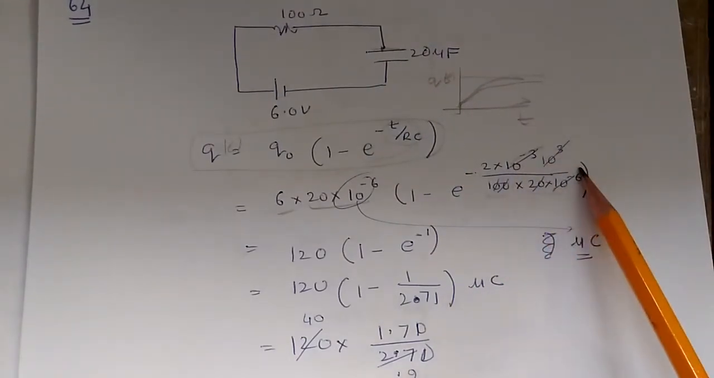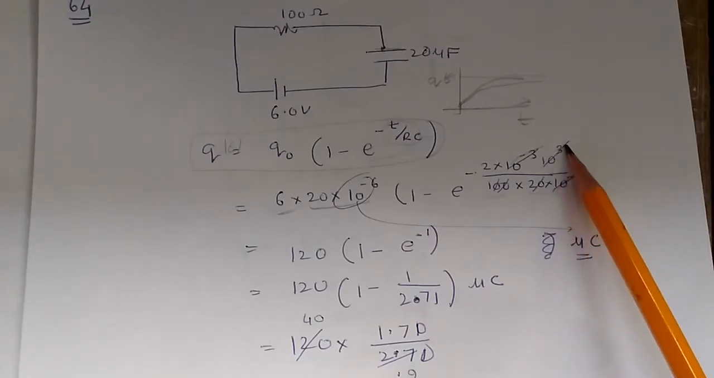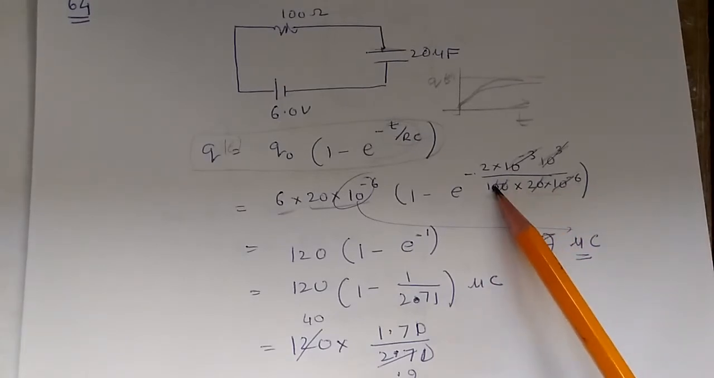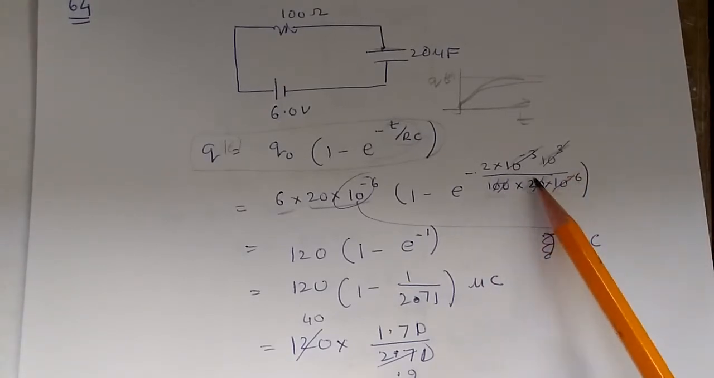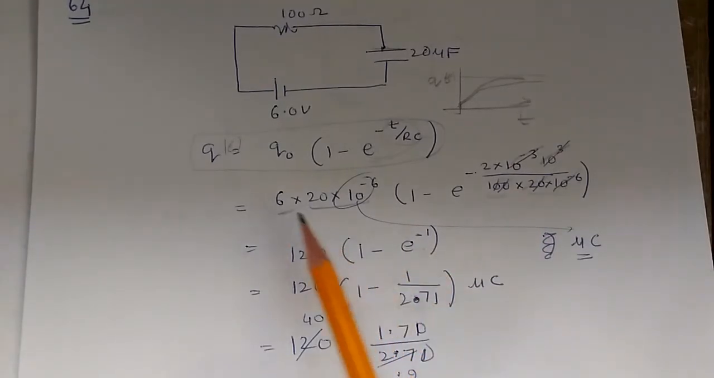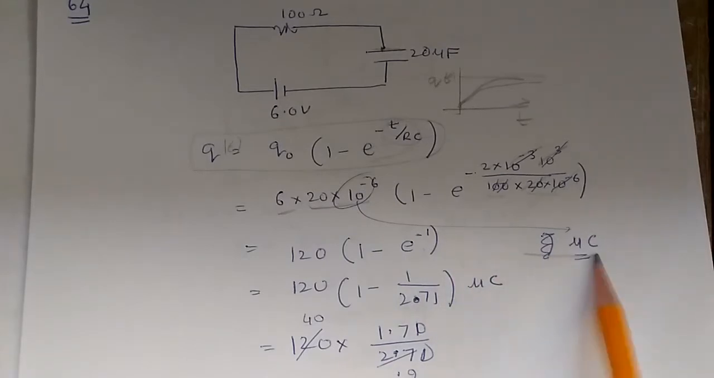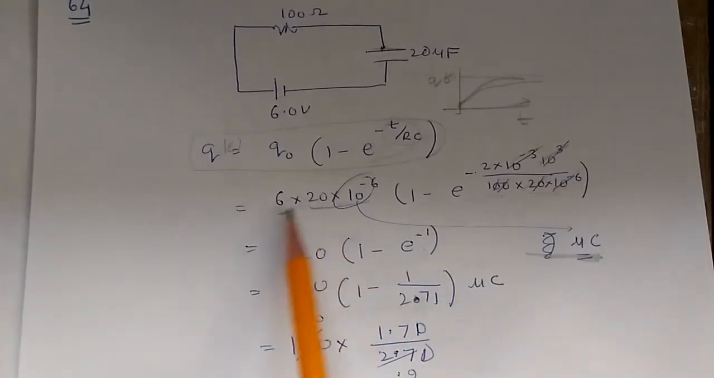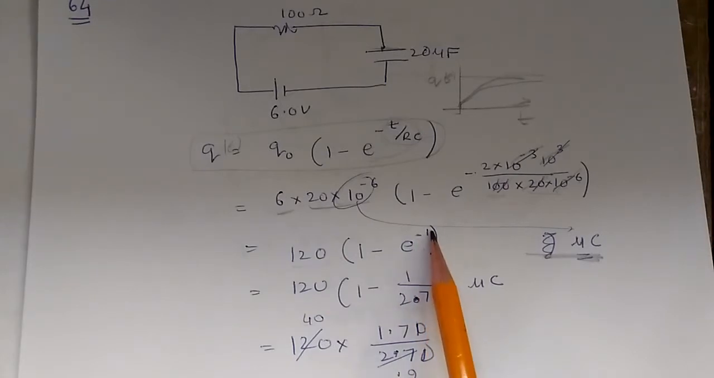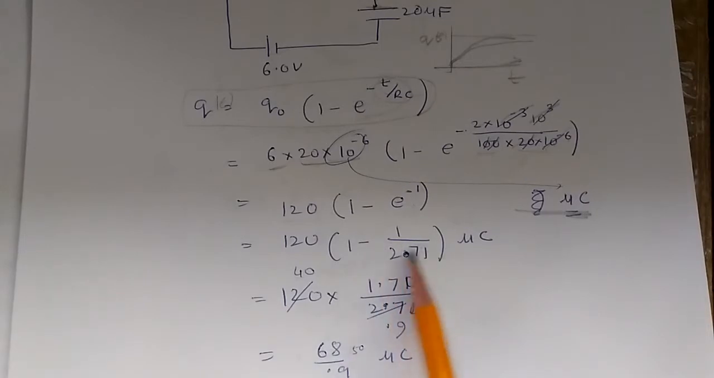10 to the power minus 3 and 10 to the power minus 6 becomes 10 to the power minus 3 here, it goes up, becomes 10 to the power plus 3. This 0 and these 2 0s cancel, and this 2 cancels with this, so we get e to the power of minus 1. This becomes 10 to the power minus 6, let's take it out and say it's a microcoulomb. And this becomes 120. 120 multiplied by 1 minus e to the power minus 1. 120 multiplied by 1 minus 1 over e, where e is 2.71.